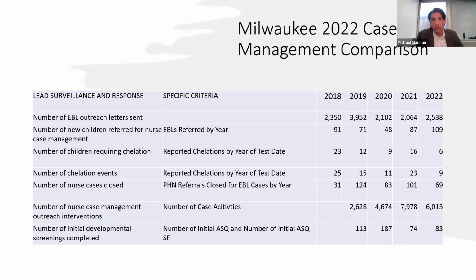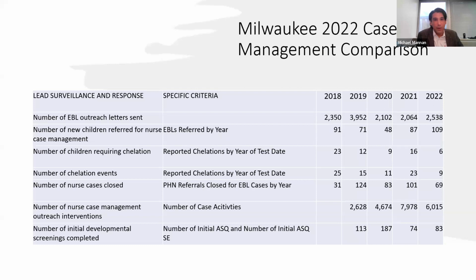Specifically, you can look at the first row, the number of EBL outreach letters sent, and you can see between 2018 and 2019, there's a lot more. Between 2019 and 2020, a big chunk of the programmatic cleanup got done. And then we did some improvements on the case management side, which I'll get to a little bit later. But 2020 was that year where we had quite a bit of COVID shutdown.